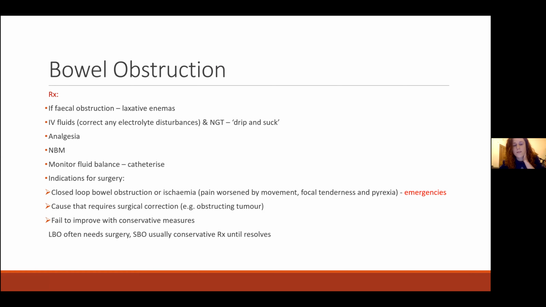Then someone's asked which antiemetics are appropriate in bowel obstruction. Okay, I always get this mixed up. I'm pretty sure you can, okay, you probably need to double check this because I often get this mixed up. I'm pretty sure you can use ondansetron.